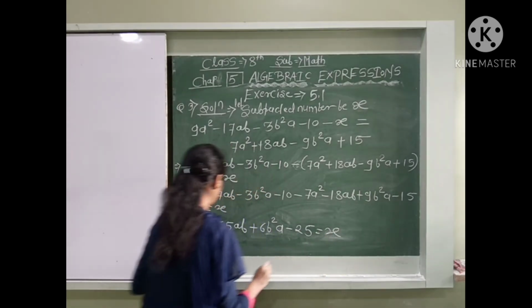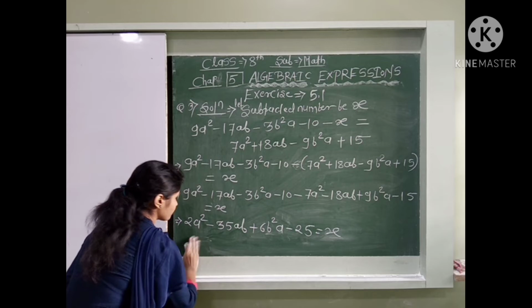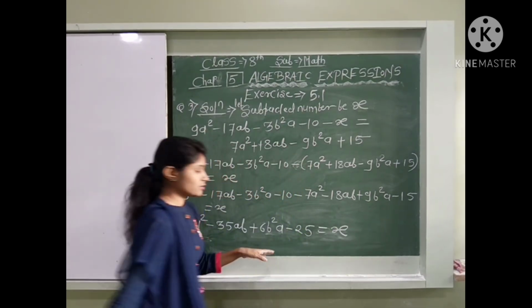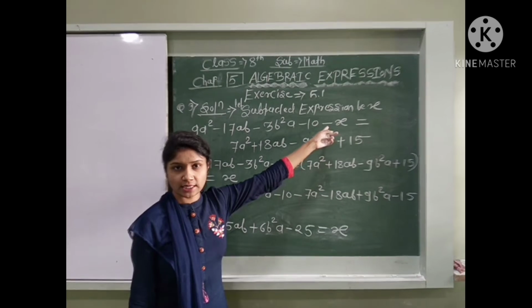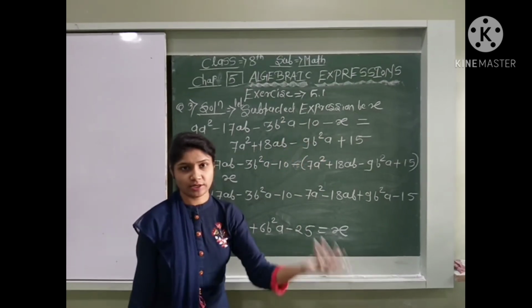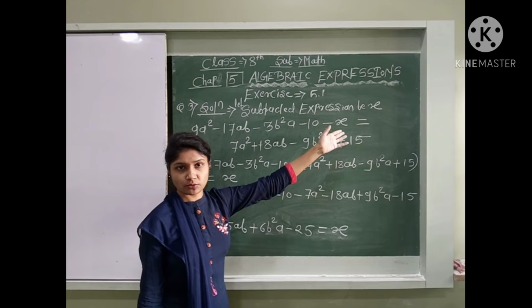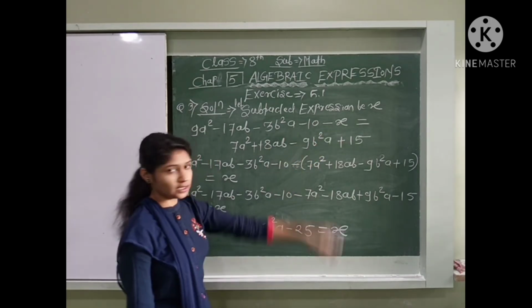So what is the value of x? Therefore x is equal to this expression. Hence, the subtracted expression is x. Not a number, we have to subtract the expression. So this subtracted expression has to be x. Okay, don't write it as a number.